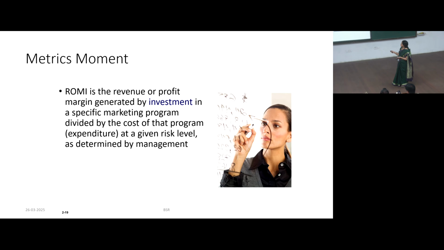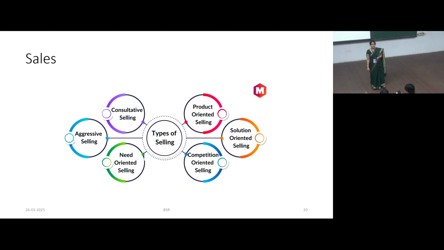So we move on to the metrics, where return on marketing investment is the revenue or profit margin generated by the investment in a specific marketing program divided by the cost of that program, at a given risk level as set by the management. So when you are looking at the business model canvas, you will be able to understand all these kinds of things, right.